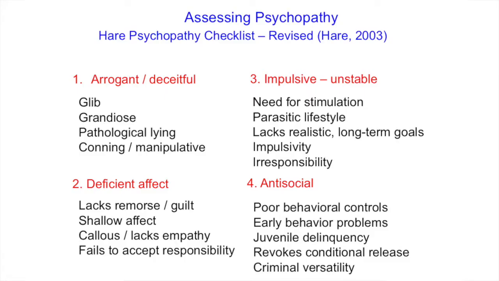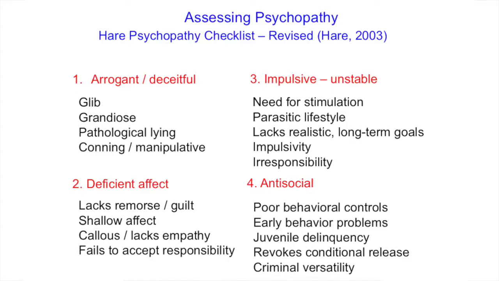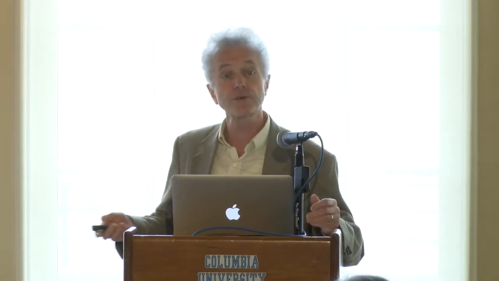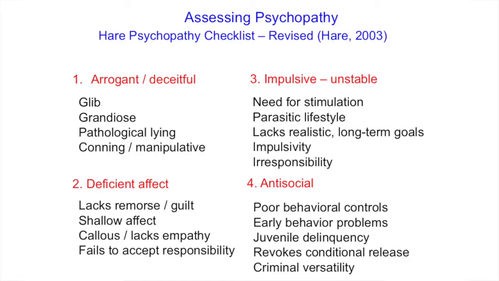There are four main facets or features, so to speak, of psychopathy. Psychopaths are arrogant and deceitful, the glib, the charming, but they also lie and con a lot. We think that this is a core feature of the psychopath, a deficiency in emotion, especially lack of remorse, lack of guilt, lack of shame, lack of responsibility. They are also impulsive and unstable. They seek stimulation. They lack long-term goals, they're impulsive, irresponsible.